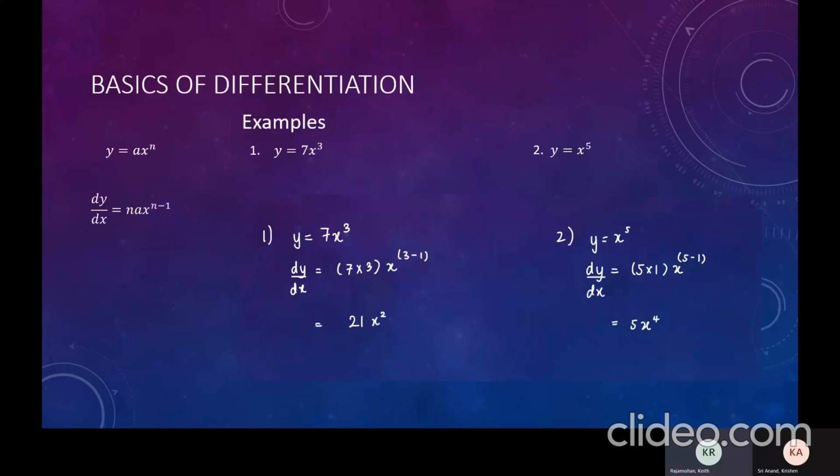Now we'll start with the basics of differentiation. So we have an equation, y equals a times x to the power of n. So how do we differentiate this? To find the differentiation, we take n times a times x to the power of n minus 1.